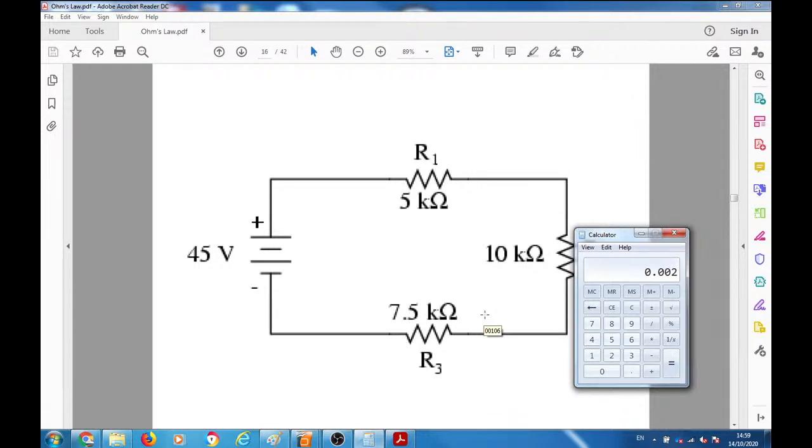Are you with me on this? Because we are looking at kilo ohms, so if I divide a voltage by kilo ohms, the result would be in milli. But if I put the number in, in real terms, where I get rid of the kilo and put in 22,500, then I end up with 0.002, which would be 2 milliamps.